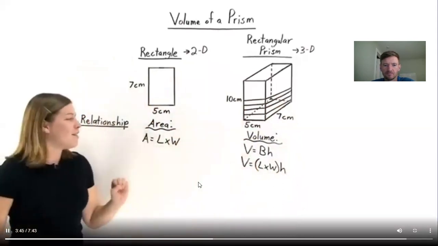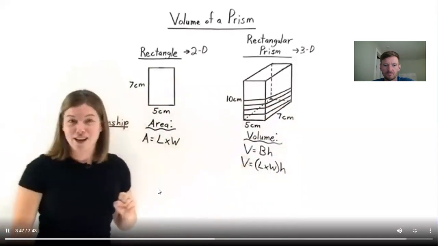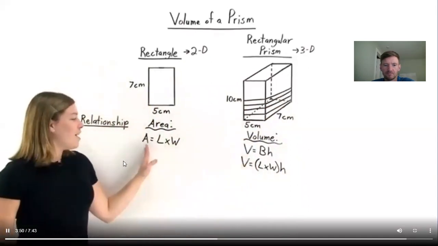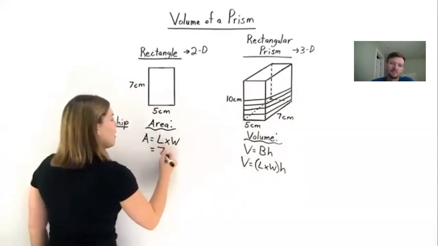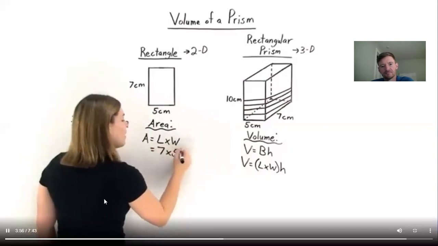Let's find the area of this rectangle and the volume of this rectangular prism. Here again, the area is equal to the length times the width. Well, the length of this rectangle is 7 centimeters, and the width is 5 centimeters.